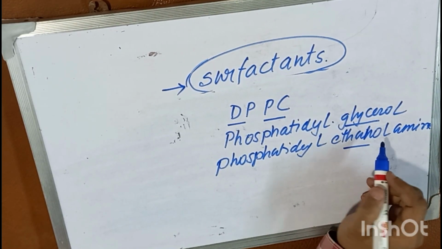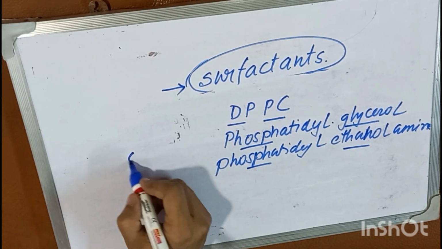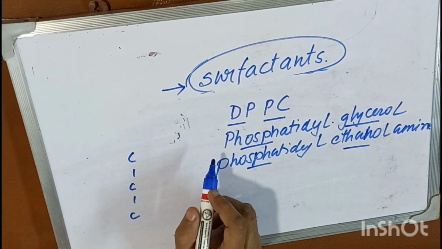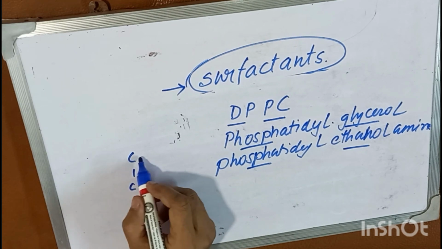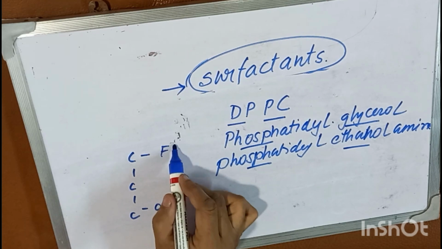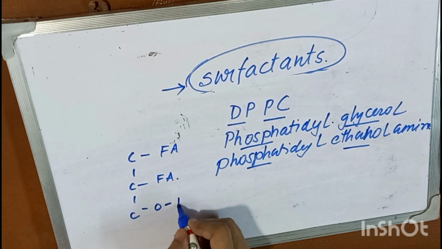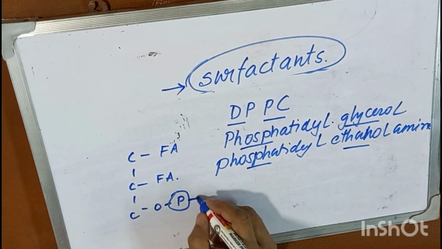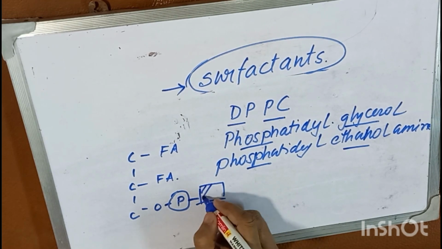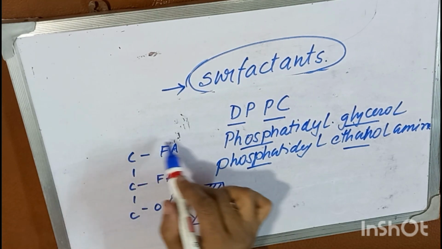These are the alcohols present on phosphatidic acid. And what is phosphatidic acid? For just understanding the phosphatidic acid molecule, it is a glycerol molecule where there are fatty acids present on the glycerol, and there is a phosphate, and on this phosphate there is another alcohol. This can be glycerol, this can be ethanolamine. So this is phosphatidic acid.